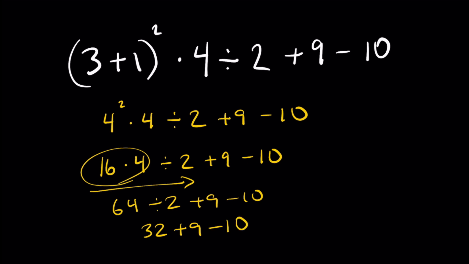And now we just have addition and subtraction, and again, I'll just go left to right. So 32 plus 9 is 41, and then minus 10 is going to give us 31.